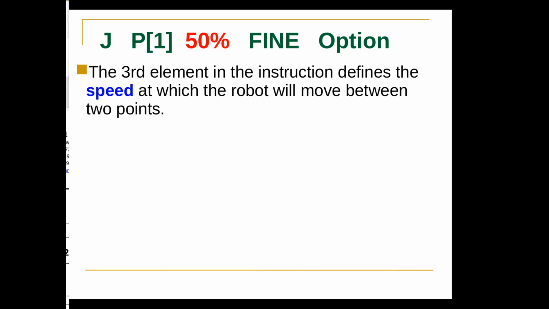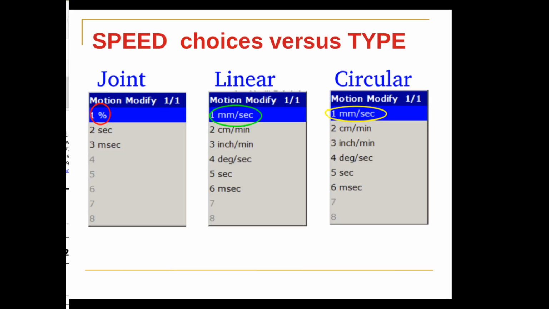All right. So the speed here, the third element in the motion instruction is the speed. And so depending on which of the joint types or of the motion types you choose, you have different options for speed. So you see with joint, you have either percent of full speed, or you can say take 2 seconds to get to that point, or take 5 milliseconds to get to that point.